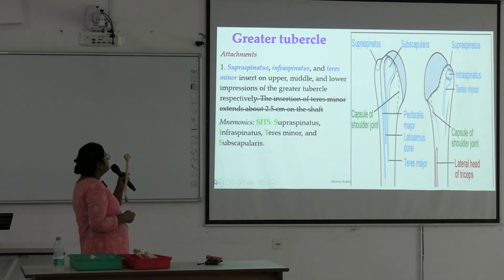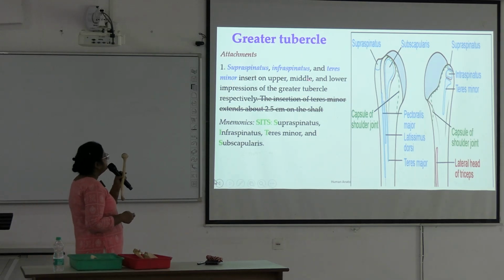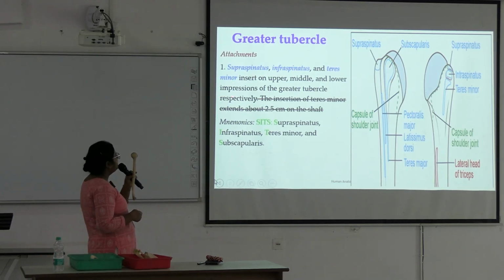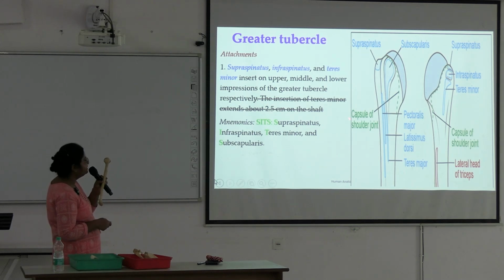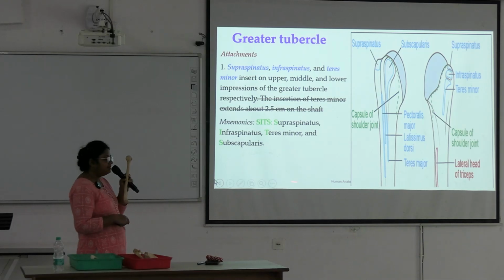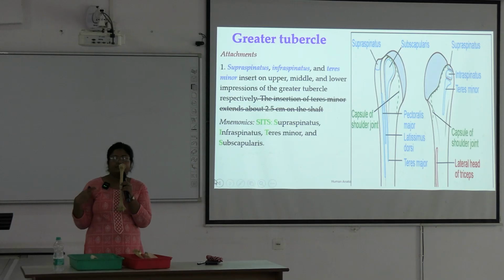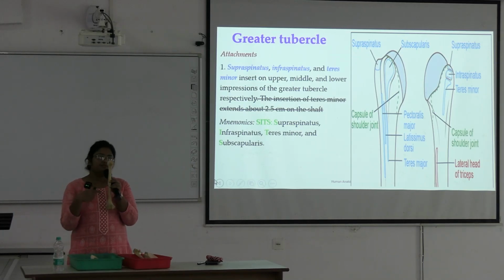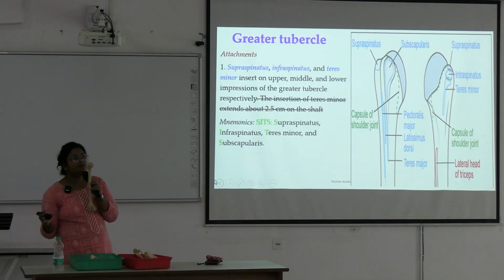Okay, so supraspinatus, infraspinatus and teres minor insert on the upper, middle and lower impressions of the greater tubercle of the humerus respectively. You can remember like this, these four muscles together: SITS, supraspinatus, infraspinatus, teres minor and subscapularis. These four muscles form the rotator cuff. Yesterday we discussed rotator cuff. These four muscles are together forming the rotator cuff after fusion of the capsule of the shoulder joint.